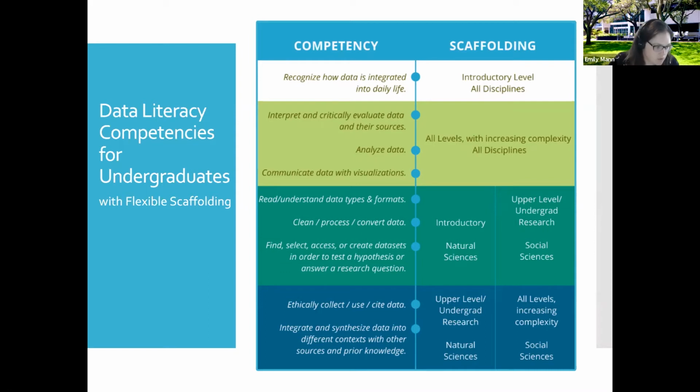So for example, you can see that ethically collecting, using, and citing data is something that the natural sciences faculty felt was more upper level, undergraduate research level, whereas social sciences thought that it should begin at all levels and then increasingly get more complex. On the other hand, things like finding data sets was more introductory for natural sciences, where social sciences felt it was more upper level.